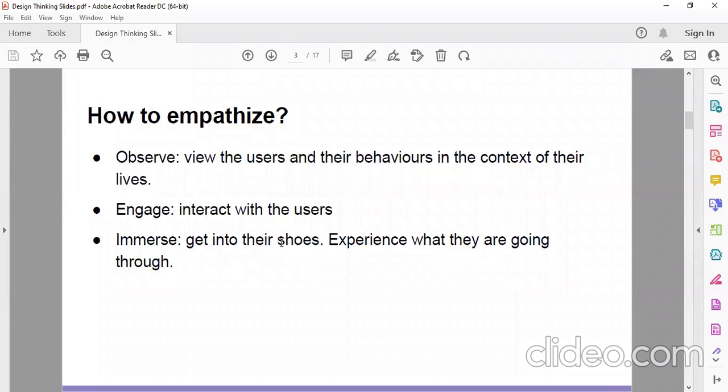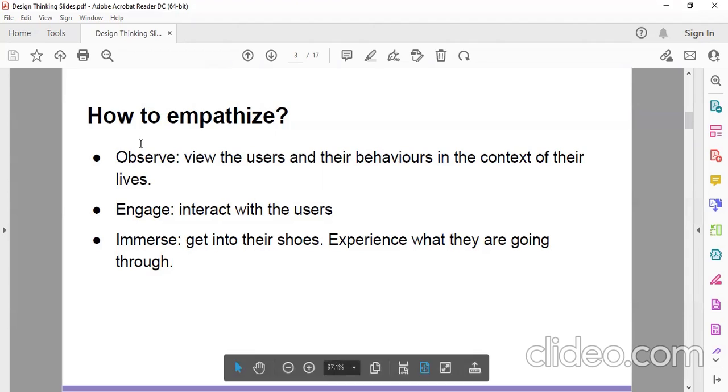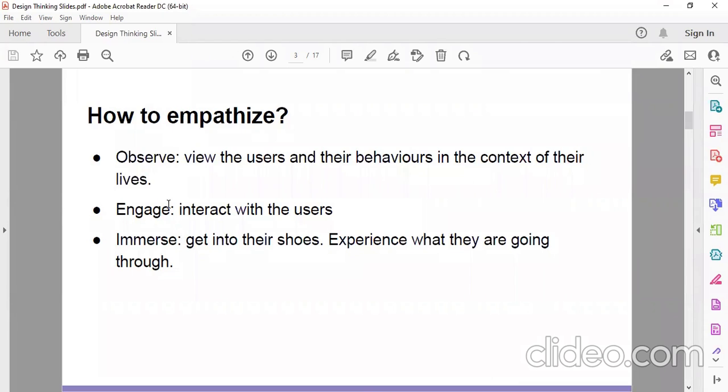So that is immerse. Empathizing is really important because for designing something, you must know your user. You must understand their needs, their expectations and so on. So this empathizing part is really important. You have to understand the particular scenario correctly. And please note that you can't apply all three methods in every scenario. In some scenarios, you can apply all of them, but in some scenarios, you cannot apply all three methods.